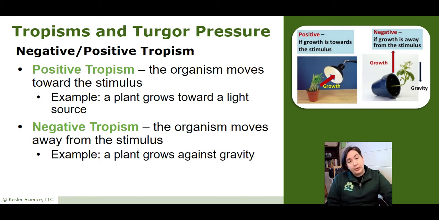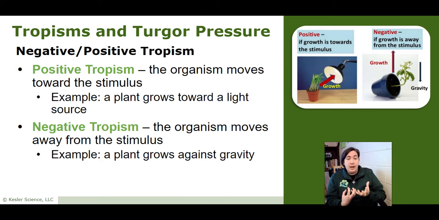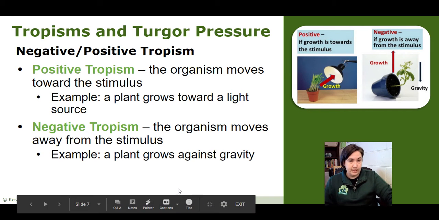And there are two categories that we can put a tropism into. Positive tropism is when an organism moves towards the stimulus. So an example would be a plant growing towards a light source. Negative tropism is when the organism moves away from the stimulus. So an example would be a plant grows against gravity, right? Gravity wants to pull it down. My plant wants to go up. So it's moving away from the stimulus.